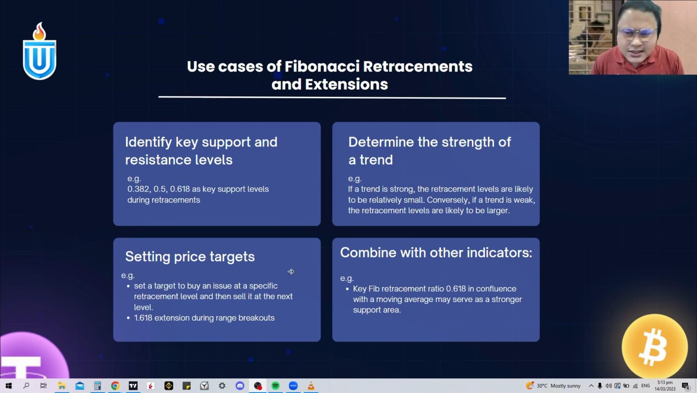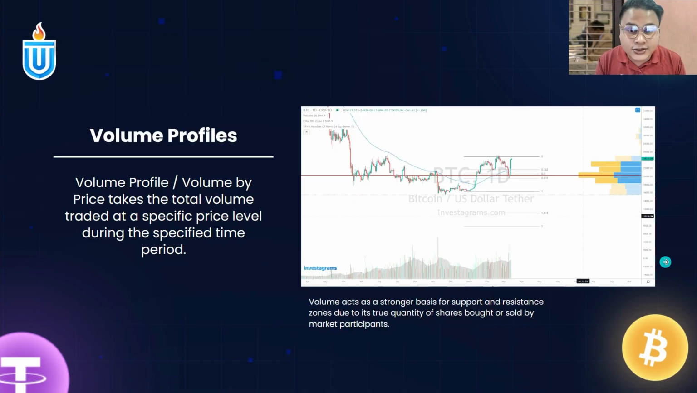Third, setting price targets or buy areas. And lastly, combining it with other indicators. So, yun. Ganun lang siya. Yun yung pinaka-basic na approach in using Fib retracements and extensions.